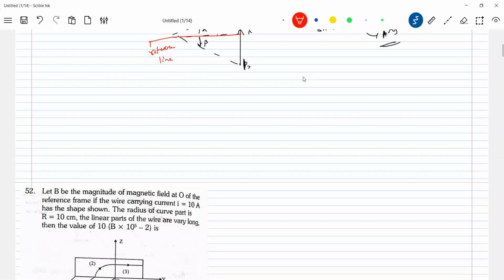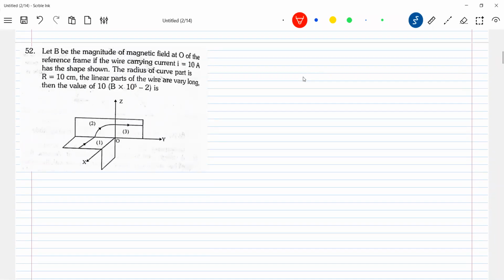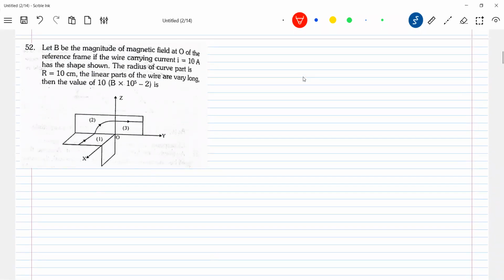Very important, this one. So take a different set of numericals and try practicing a few of them. It'll be useful for you.